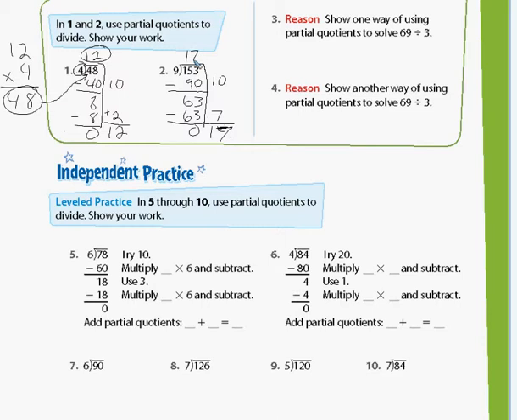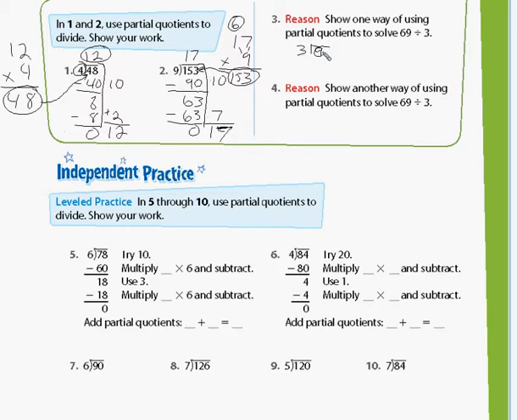And I'm going to check it, of course. So 17 times 9. 9 times 7 is 63. And 9 times 1 plus 6 is 15. And that equals my dividend, so that means we've done it correctly. Okay, problem number 3. Show one way of using partial quotient to solve 69 divided by 3.